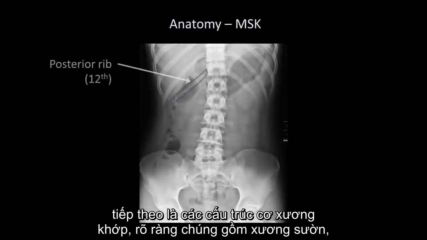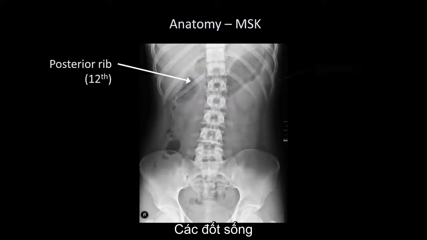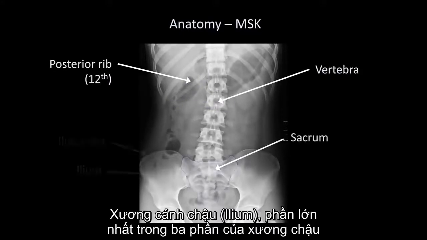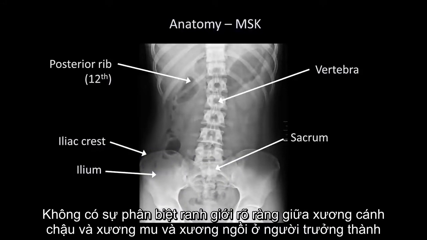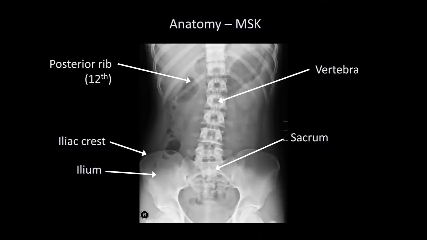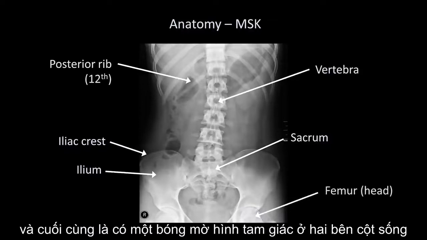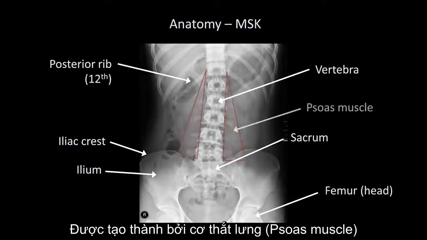Obviously, these include the ribs. This is the lowest one, the posterior 12th rib, the vertebrae, the sacrum, the ilium, the largest of the 3 pelvic bones. There is not a distinguishable demarcation between the ilium and the pubis and ischium in adults, as the 3 pelvic bones normally become fused. Abdominal films will usually catch the head of the femur as it articulates with the acetabulum. And finally, there is a triangular-shaped shadow on either side of the vertebral column, which is caused by the psoas muscle.